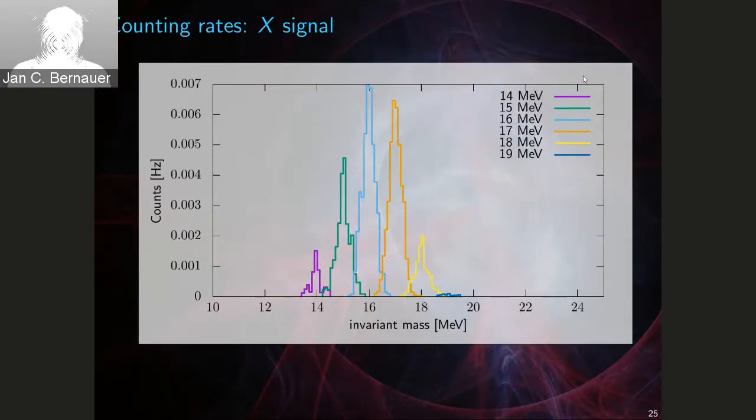So for example, here, these are the counting rates for a possible X signal, assuming different masses for that X and a coupling in the middle of the range. You can see this is essentially what X masses we could probe, somewhere between 15 and maybe 18. After that, it drops down too much.